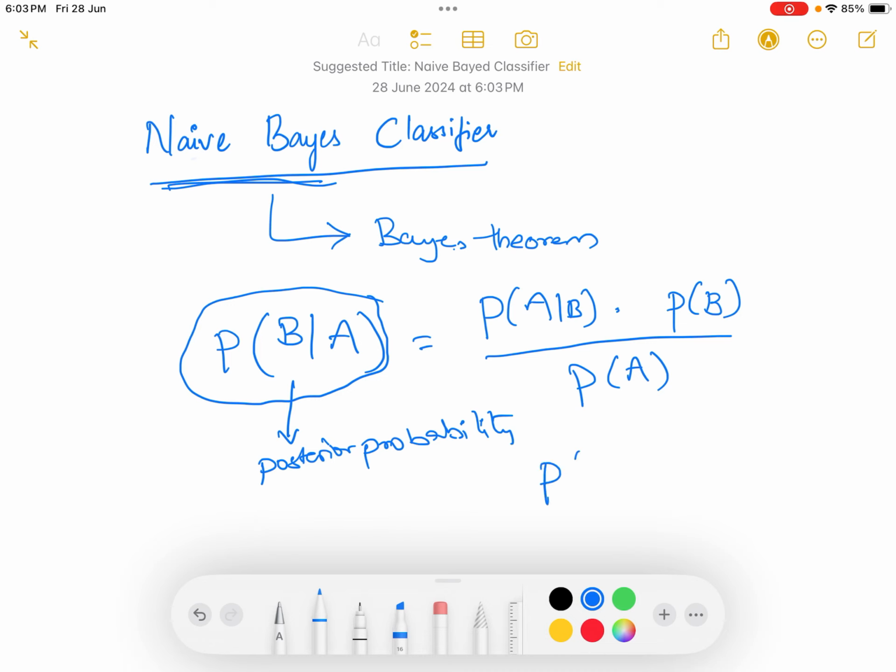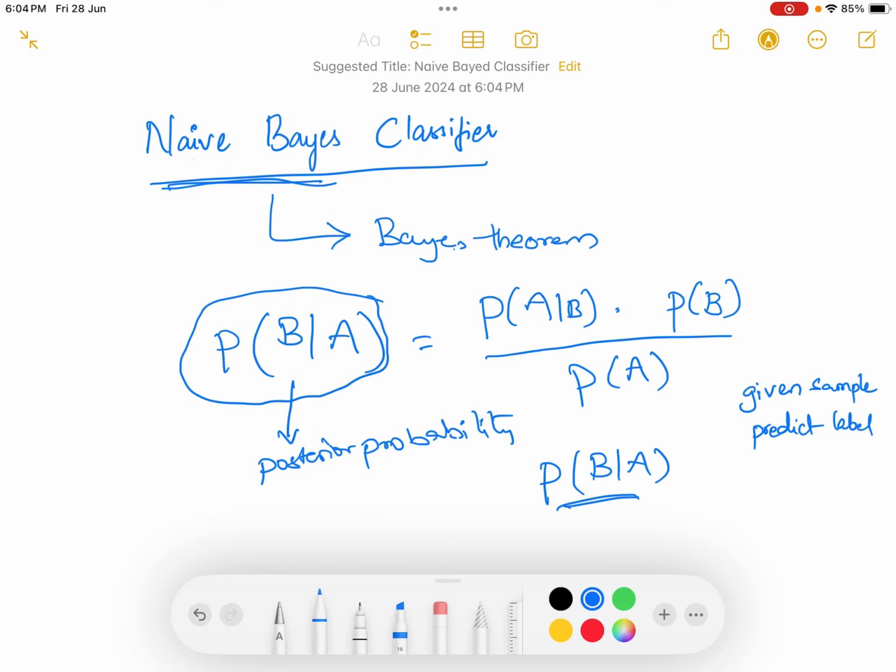P of B given A. In classification, what is classification? Given the sample, predict the label. Okay. Right? So here, if you observe this probability, posterior probability, probability of B given A.